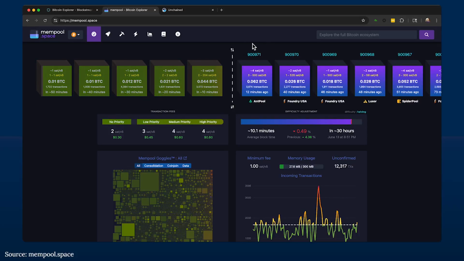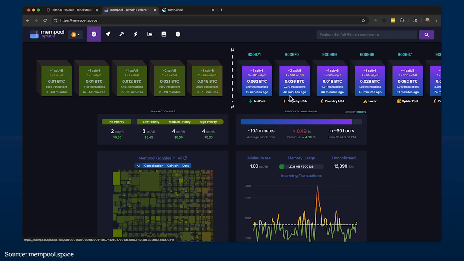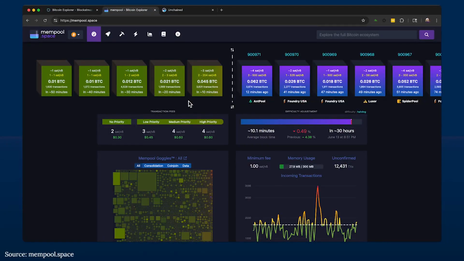You're going to see these colorful cubes up here. These actually represent the blockchain. These are blocks on the blockchain. You can see that the most recent block as of recording this video is block number 900,971, and it was mined about 12 minutes ago. The block before that was mined about 40 minutes ago. And on average, a new block gets added to the blockchain every 10 minutes, but there's some randomness and this can fluctuate.